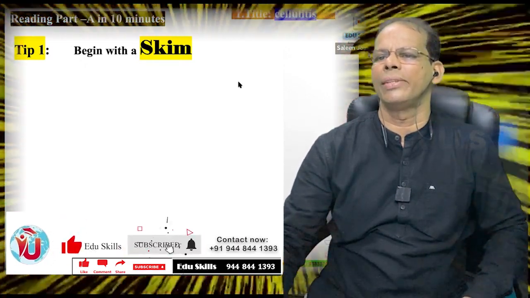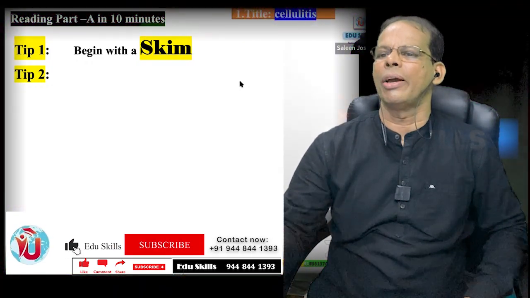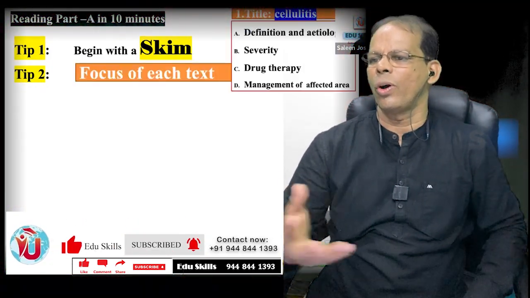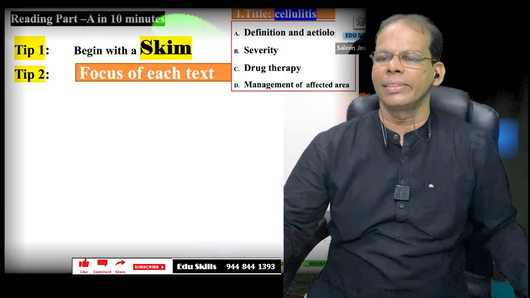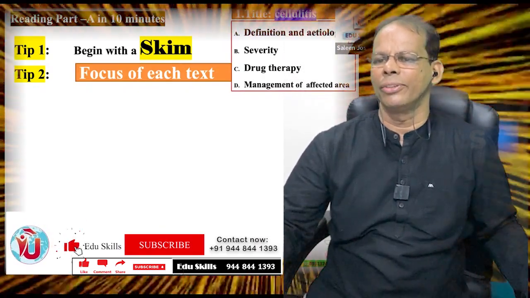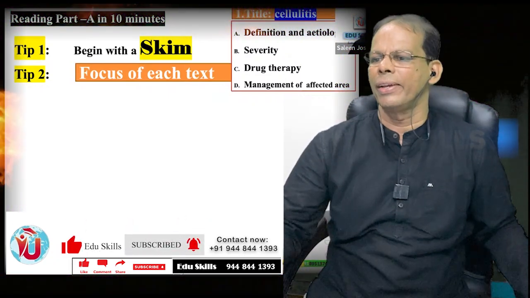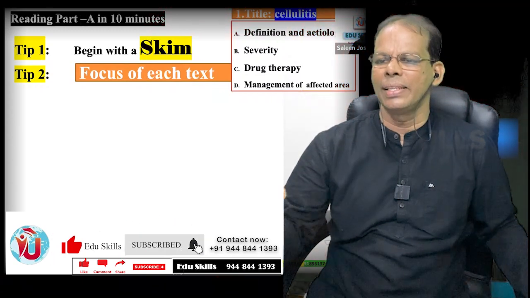As of now, cellulitis is the title. Focus: the first text speaks about definition and etiology. Etiology means it will speak about the causes, right? What are the causes? Then severity or drug therapy, then management of affected area. So we can say definition, then severity, which could be something like complications, then medication, then management of affected area. Focus on each of these texts.